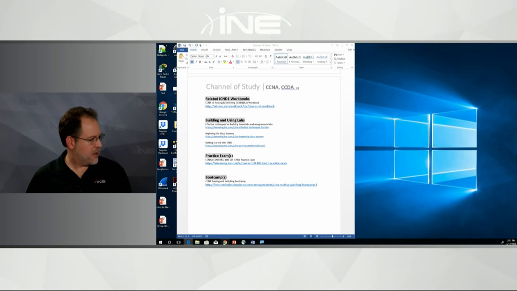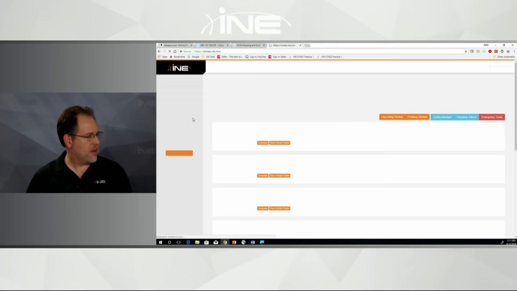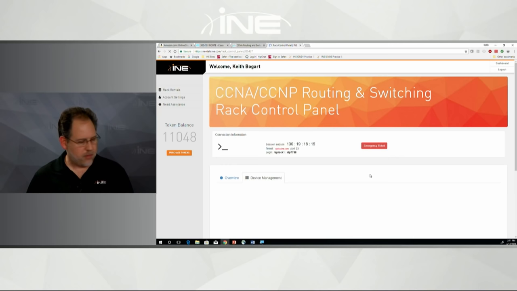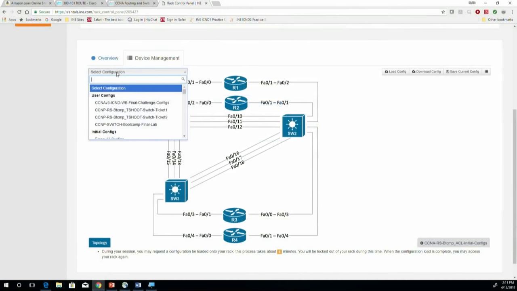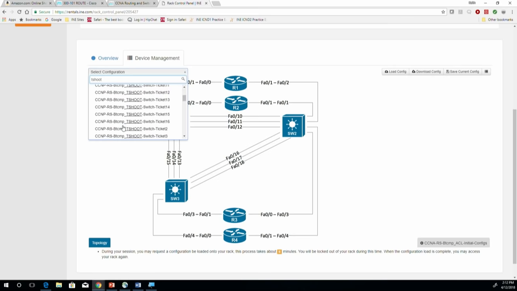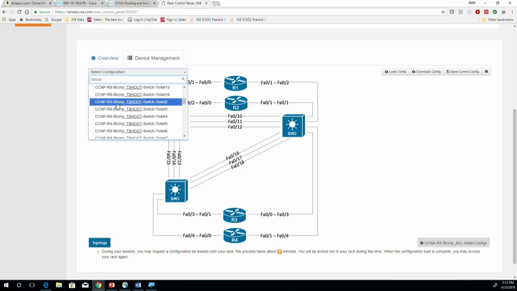Let's go back to this. And then once you get to your rack, the CCNP rack, right here in the left corner where it says select configuration, you would just type T-shoot. So if you're working on ticket one, you would select this, T-shoot, not T-shoot switch ticket one. Those are for if you attend my boot camp, my CCNP routing and switching boot camp. So these are specific just to what we do inside the boot camp.